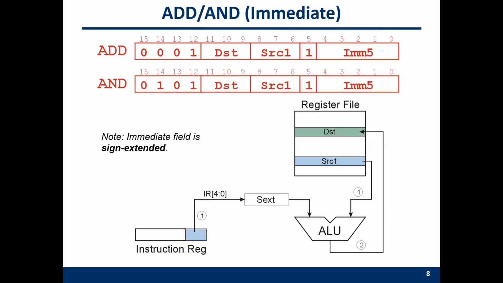So you can see that the immediate data is 5 bits, from bit 0 to 4. So totally we have 5 bits. And then the result will be written back to the destination register. Again, the immediate data also has a sign, so it can be negative.